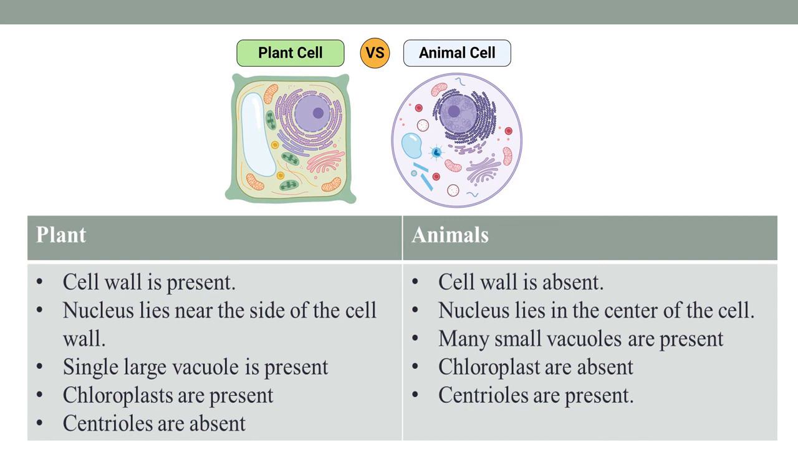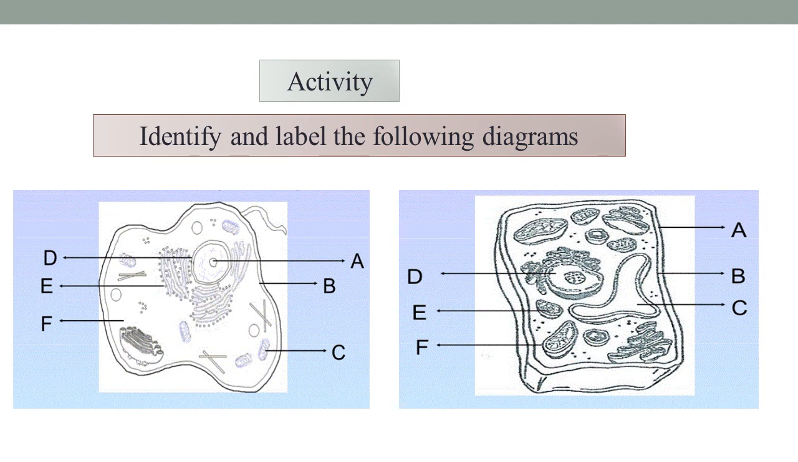Plant cells contain chloroplast that are absent in animal cells, while animal cells contain centrioles that are not present in plant cells. Here I have an activity for you. You have to identify and label these diagrams.